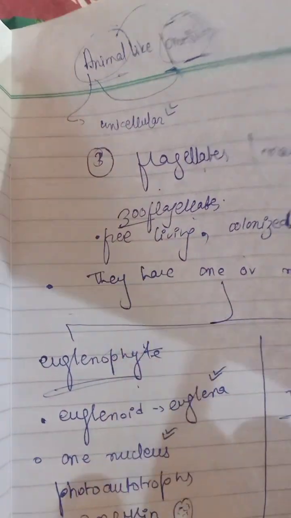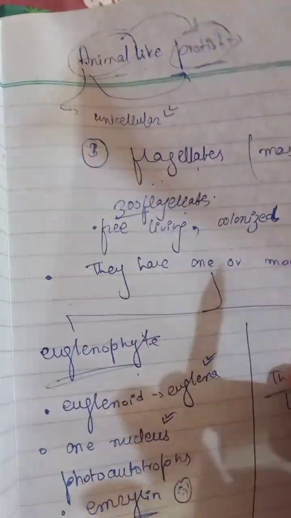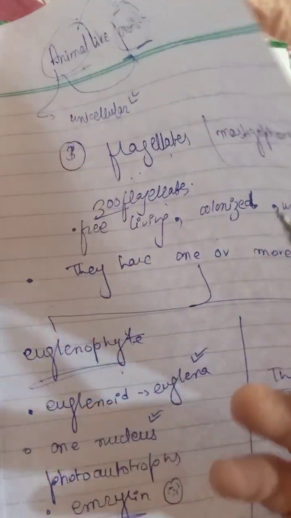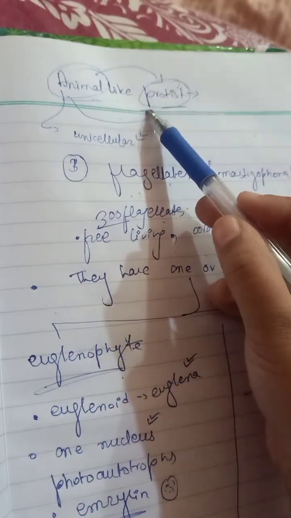So this was about today's third group, which was flagellates. In the next video we are going to discuss the 4th group, and after that the 5th group of the animal-like protists.